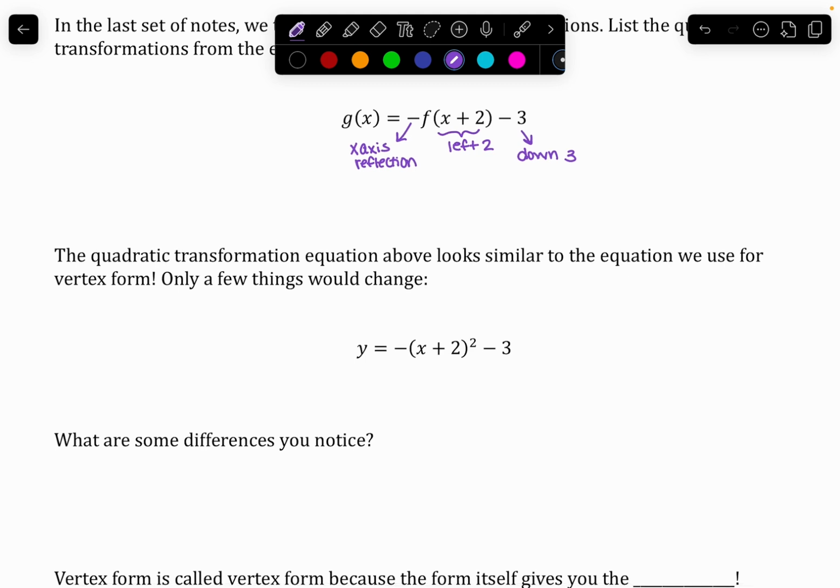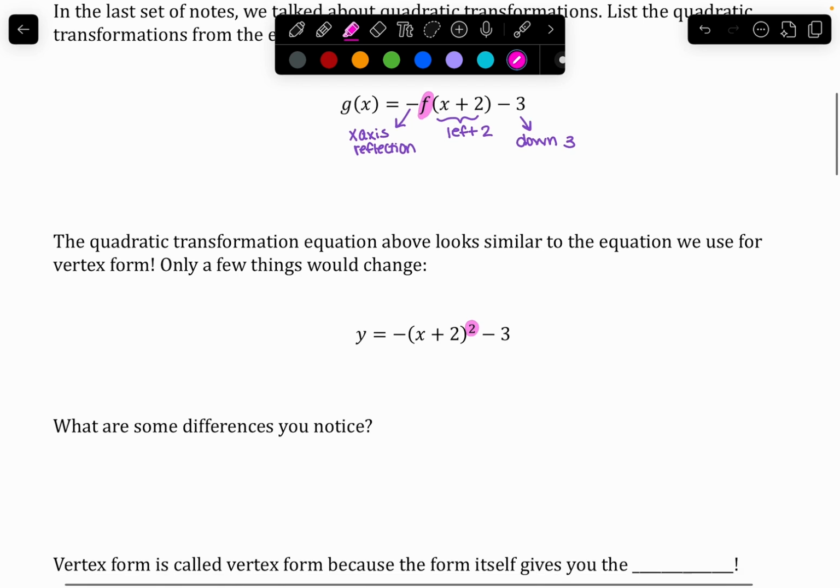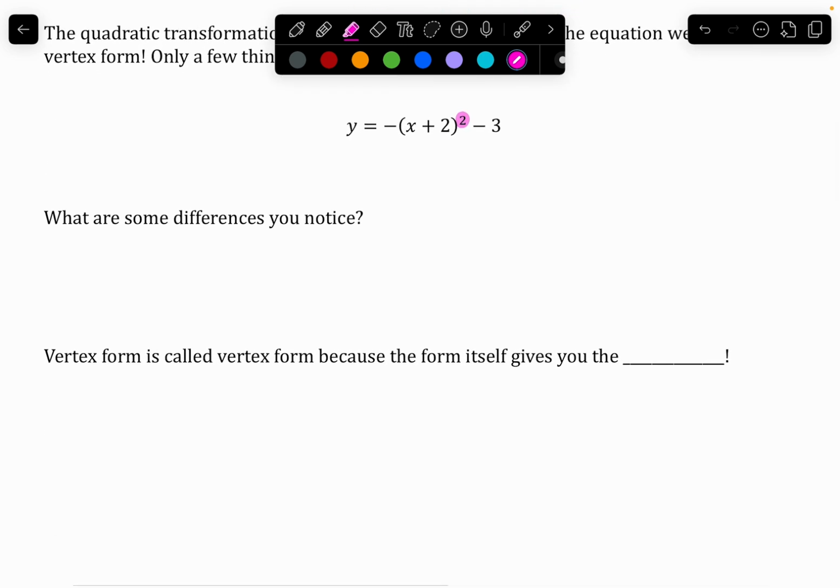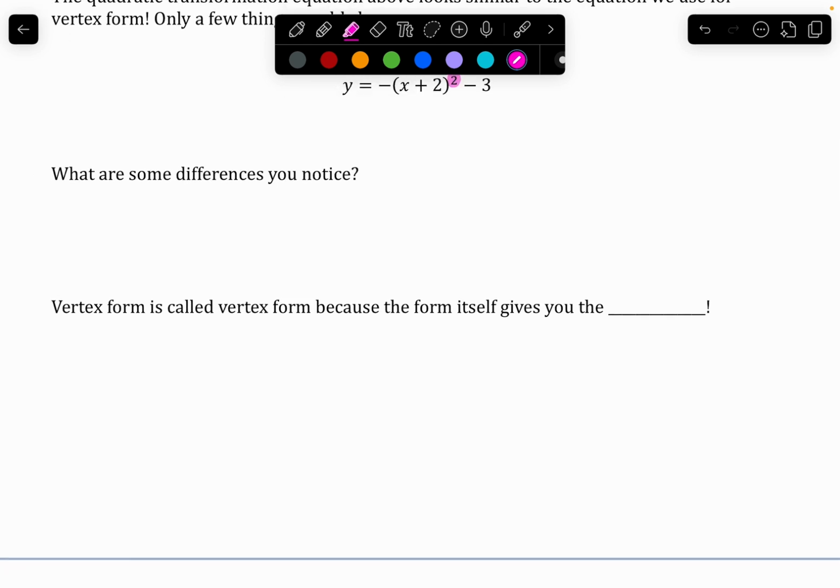There's only a few things that we would change, and really the main difference is we remove the letter f from our transformation equation, and then we add a squared into vertex form. So notice that up here, this f doesn't exist at the bottom, but now this squared does exist, but everything else has remained the same, okay? So hopefully the differences that you notice are the f is gone, and we have added a squared onto our parentheses. And I've already talked about this, but vertex form is called vertex form because the form itself gives you the vertex of your parabola.